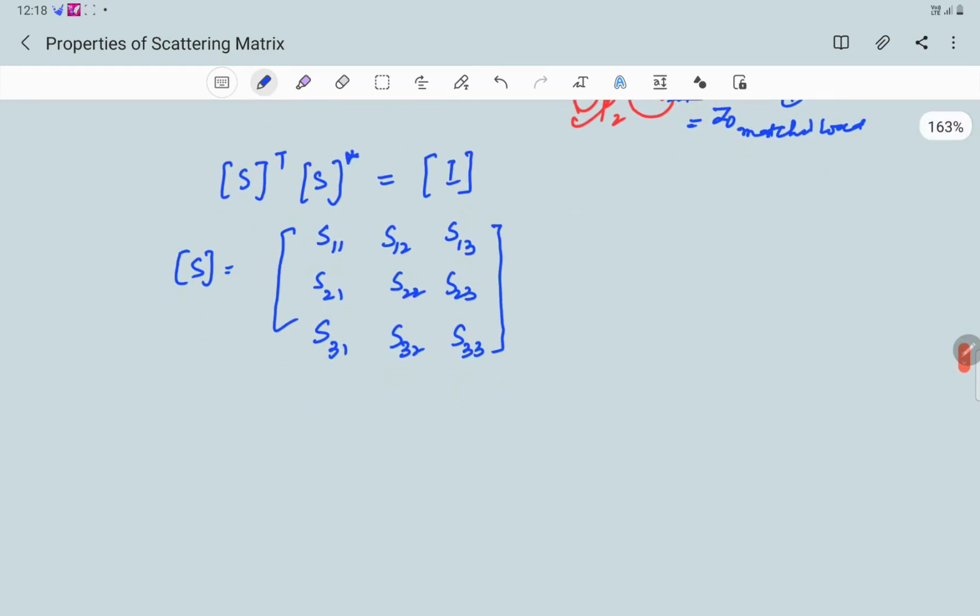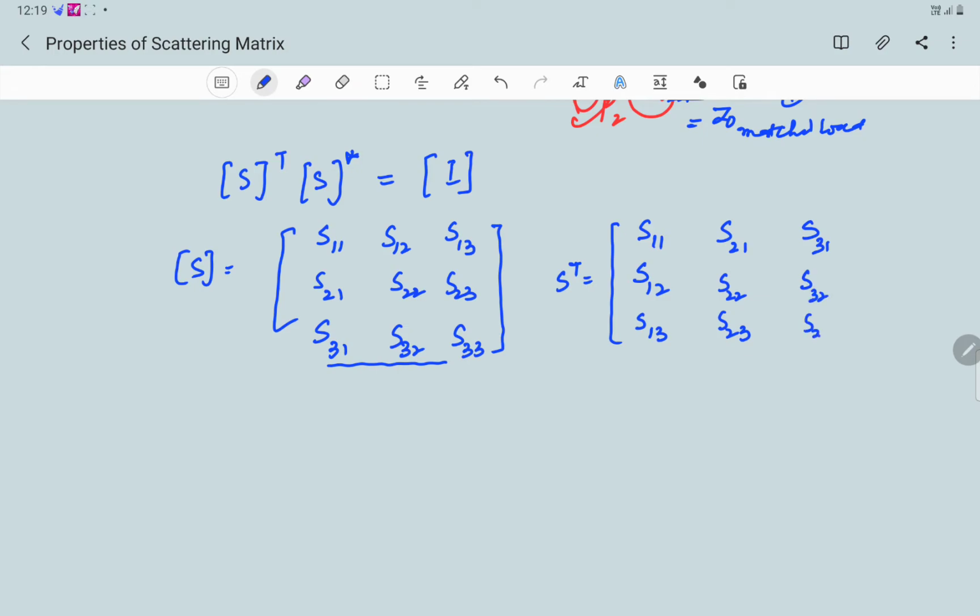So its transpose, S transpose, would be: the first row in a transpose becomes the first column, the second row becomes the second column, the third row becomes the third column. So it will be S11, S12, S13 as the first column; S21, S22, S23 as the second column; and S31, S32, S33 as the third column. This is our S transpose.